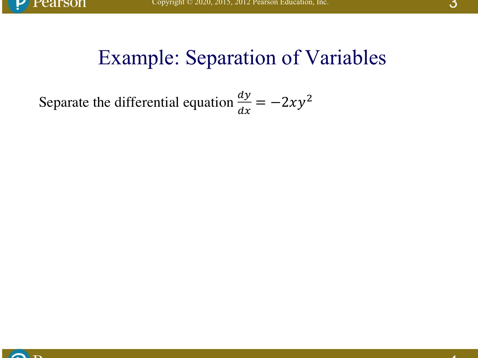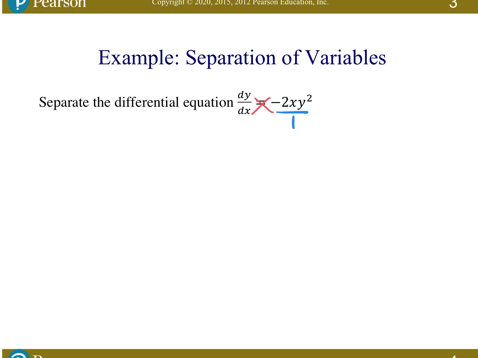So by separation, what we mean is that anything that has a y in it should be moved to one side of the equation, and anything that has an x in it should be moved to the opposite side of the equation. That's the art of separation. Okay, so we start that with cross multiplication. So that would be the first thing.